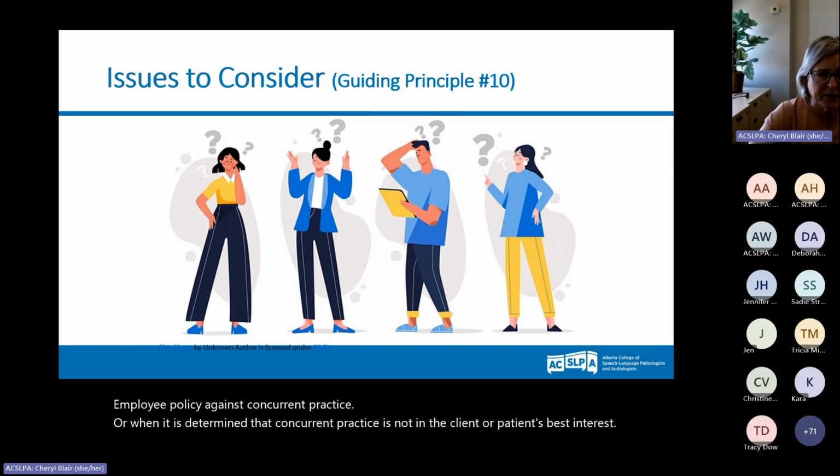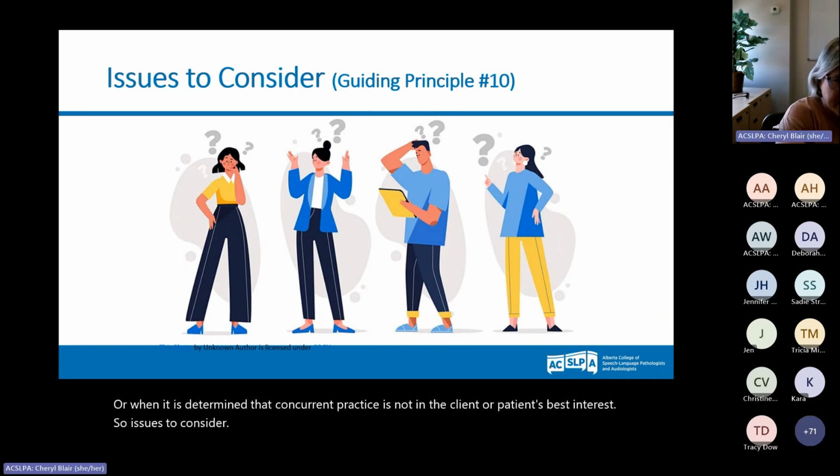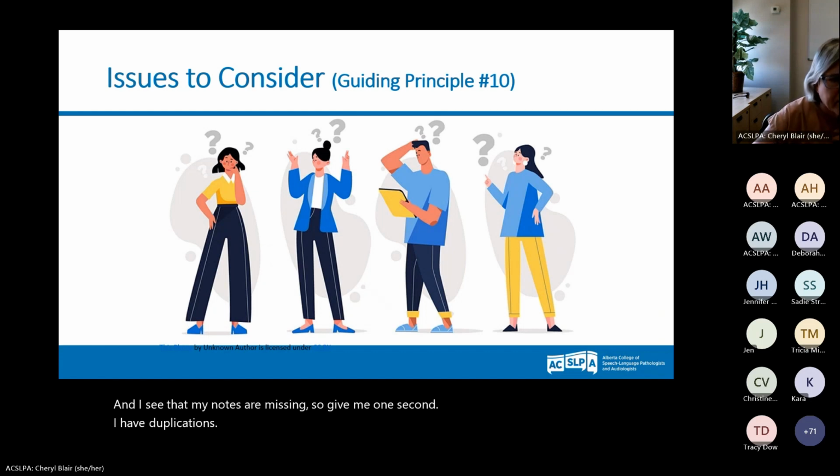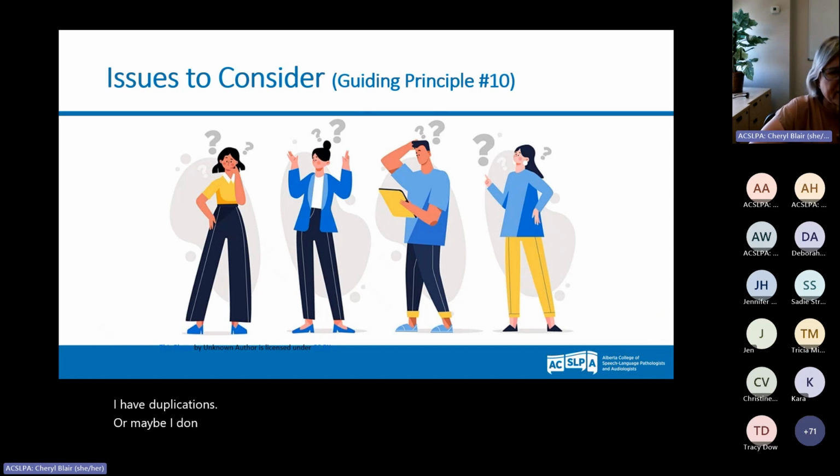So, issues to consider. And I see that my notes are missing, so give me 1 second. I have duplications. Well, maybe I don't. Okay, notes are missing for this slide.